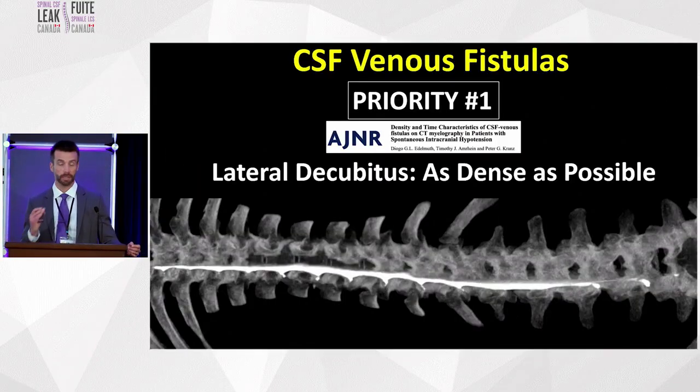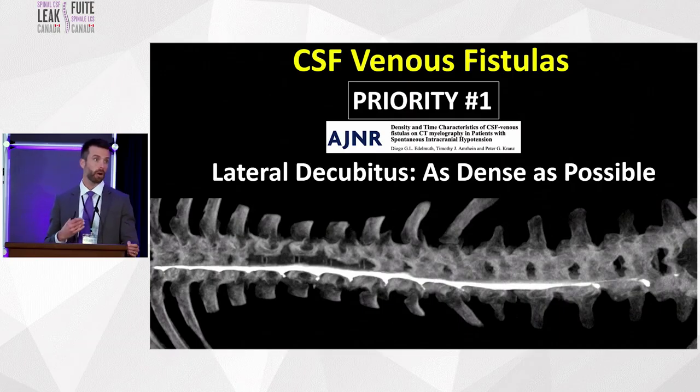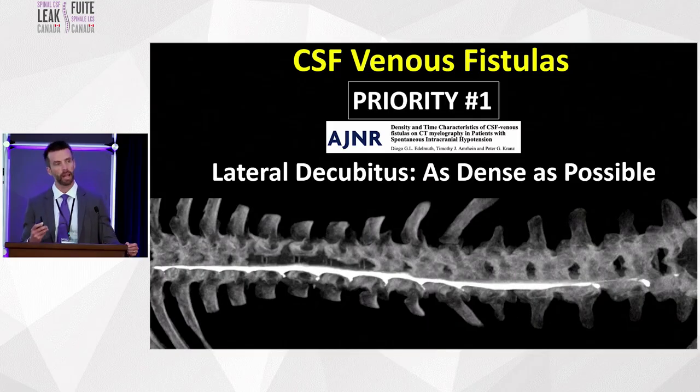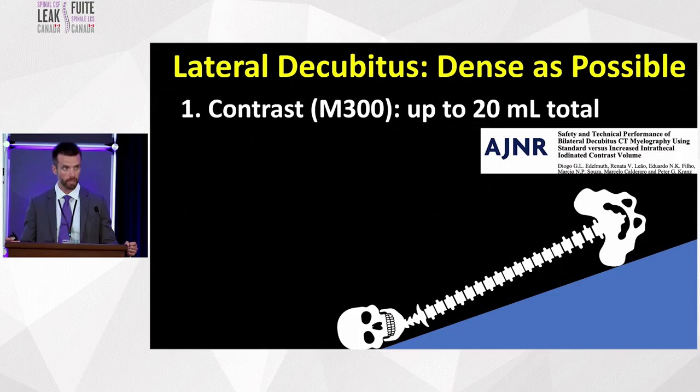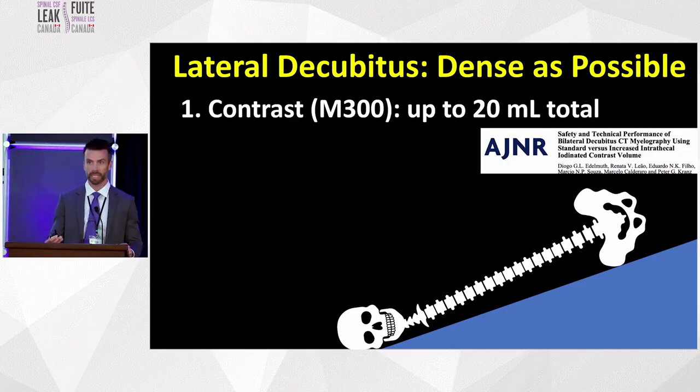Now, we talked about this beautifully in the talk preceding mine by Dr. Farr, but our number one priority is that we want as dense a contrast as possible. That is going to help us find these fistulas the most, but there are other strategies that we have to employ and think about. So how do we get this contrast as dense as possible? We're going to use super dense contrast. IsoView M300 is what we use, and there's this conventional thinking that we can only use 10 cc's of this. We need 3 grams of iodine total.